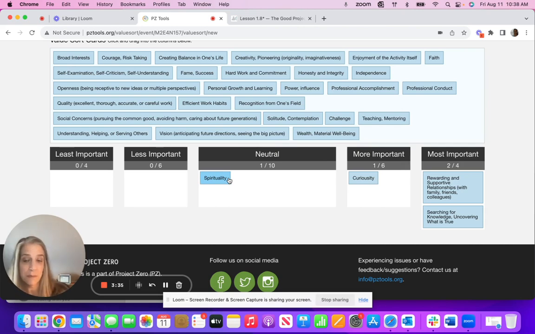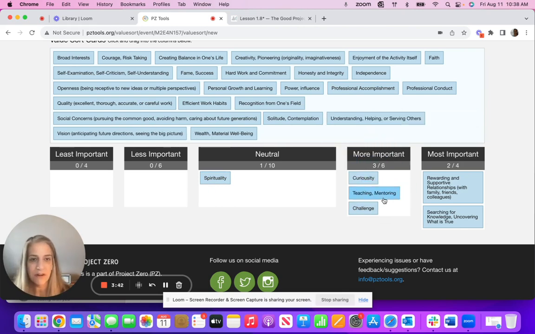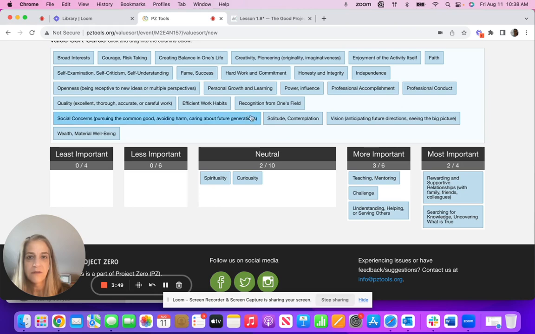One of the things that I would explain to your students is, you know what, challenge is important. Teaching and mentoring is important. Oh, but if it gets to the point where I have so many in this column that I have to bump something over, you can always do that. So explain that it's a process.